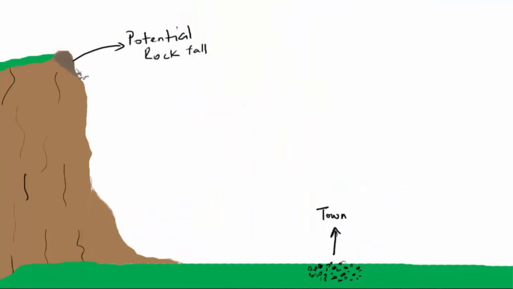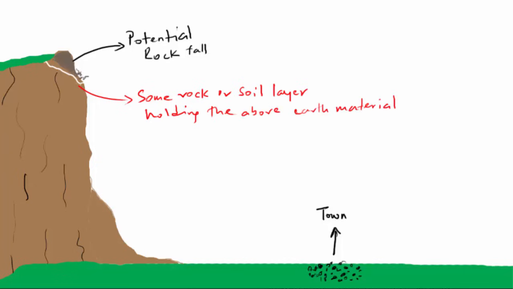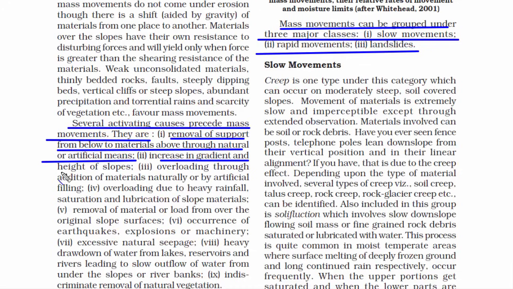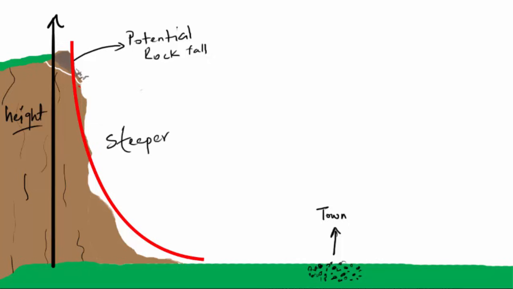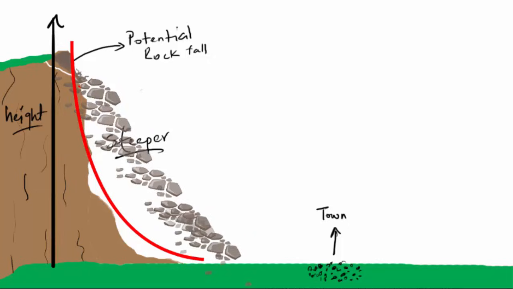There must be some rock or a layer of soil that was holding up or supporting the big massive earth material. As a result of its removal, everything comes trickling down. The second reason is increased gradient and height of slopes. Naturally, if the height of a landform increases, it becomes steeper. That will eventually let the earth material fall off, just like how we saw in the landslide video.